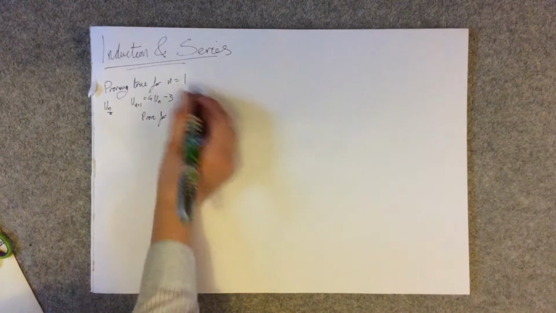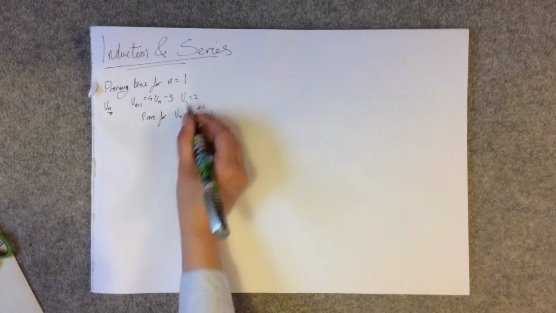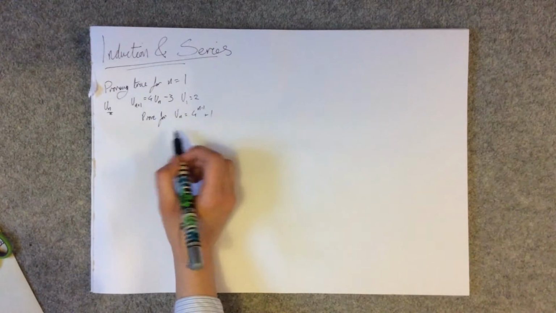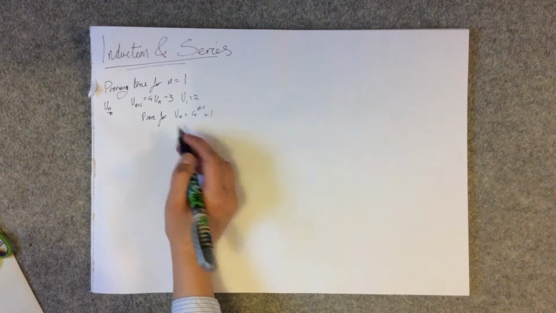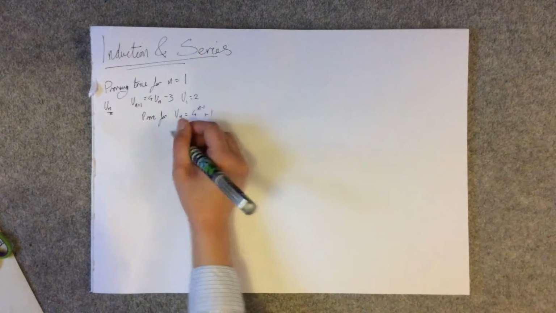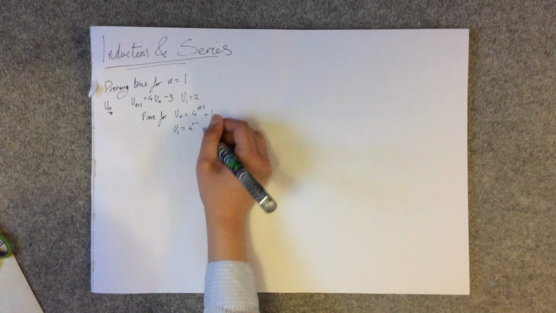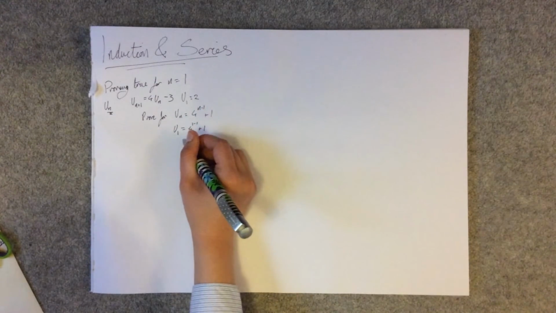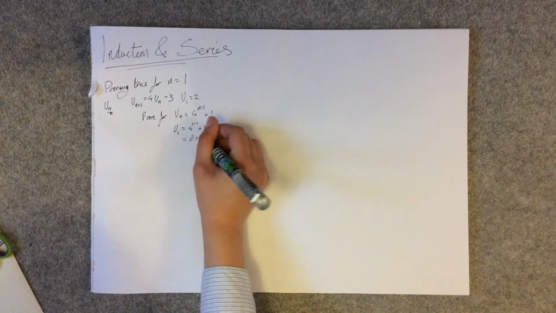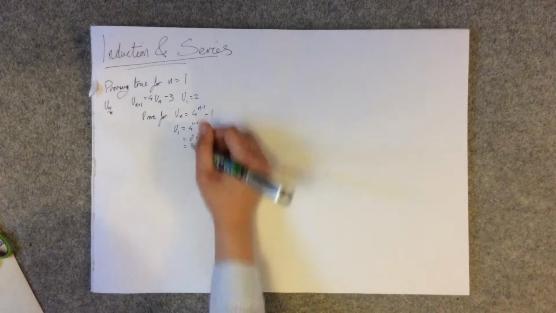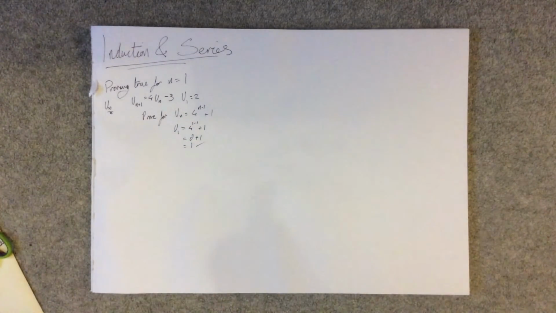Now, to check that it's true for n equals 1, you simply sub 1 in as n. So this becomes u1 equals 4 to the 1 minus 1 plus 1, equals 0 plus 1, which is 1. So yes, that's true. Ding ding!